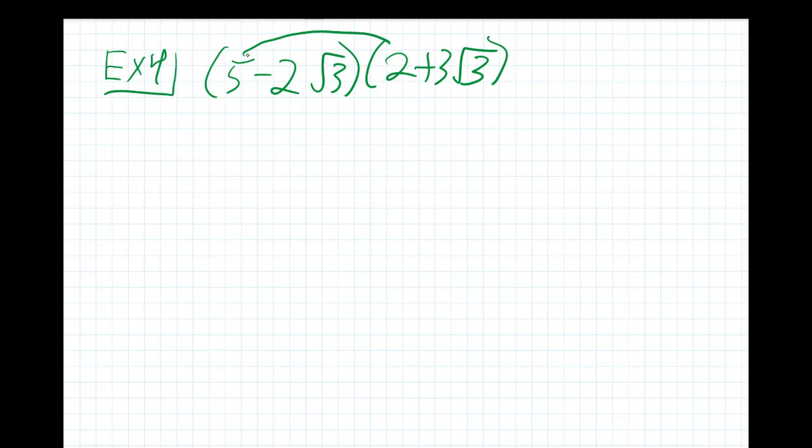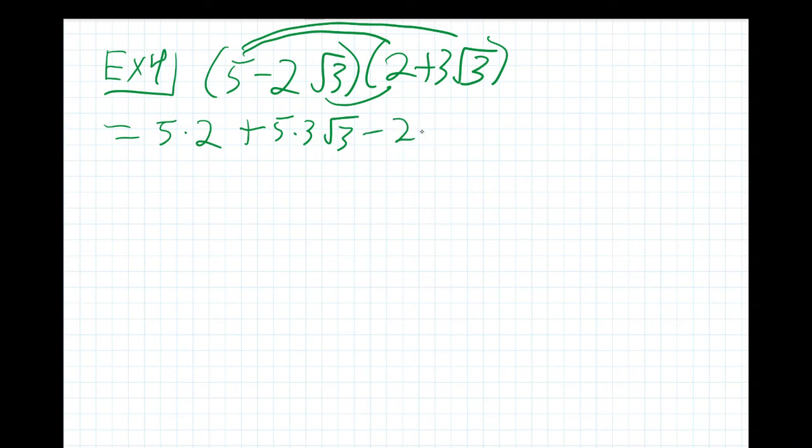So again, FOIL means we're multiplying first 5 times 2. Outer is 5 times 3 square root of 3. Inner is -2 square root of 3 times 2. So that's minus 2 times 2 square root of 3. And then last is minus 2 square root of 3 times 3 square root of 3.